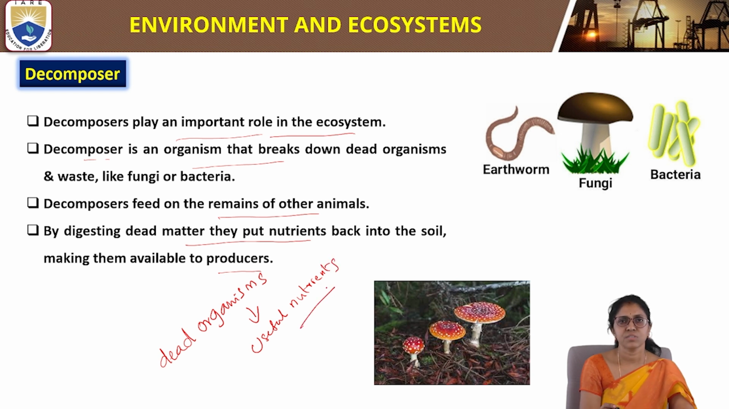So here the dead organisms are broken down into useful nutrients, which are again used by the producers. Examples of decomposers are fungi, bacteria, and earthworms.